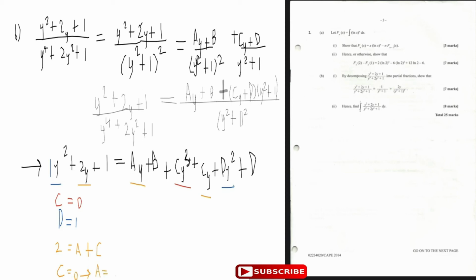Nice. So now we've found a. Finally, let's go ahead and find our constants. We have 1 is equal to b plus d. But we already know what d is. D is 1. And so b must equal 0, because 1 is equal to b plus d.